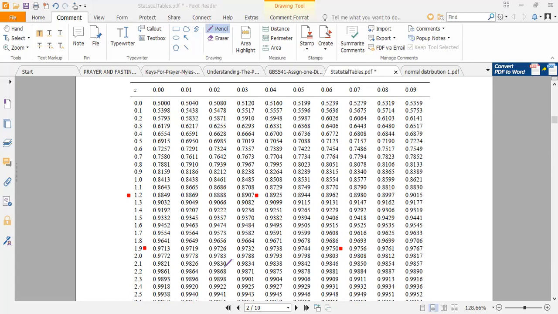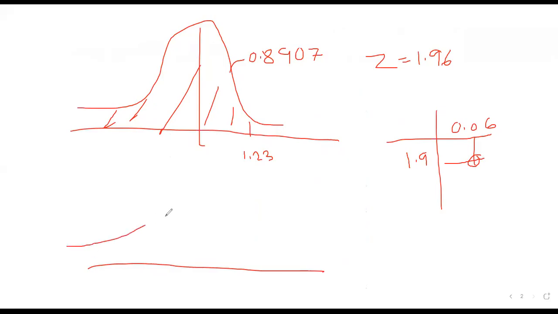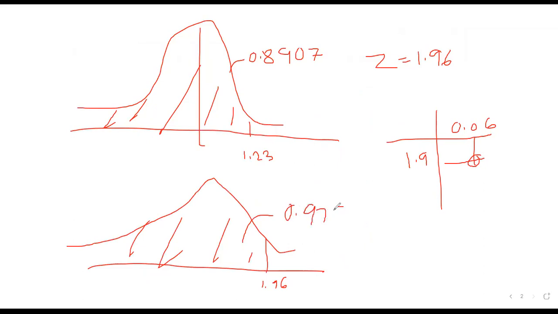Excellent. So what does that mean? That the probability from here, 1.96, the probability here, 0.9750. Meaning the reading from here to here is about 97.5%.